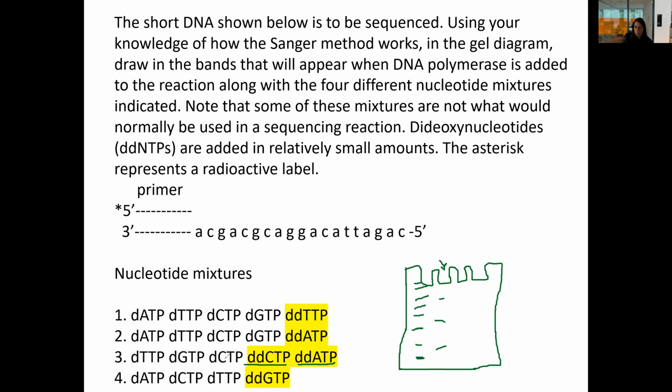With ddCTP, on the other hand, you have a normal C, so it can continue. And this is why, if we go here, we will have a T. Okay, I'll say it again.